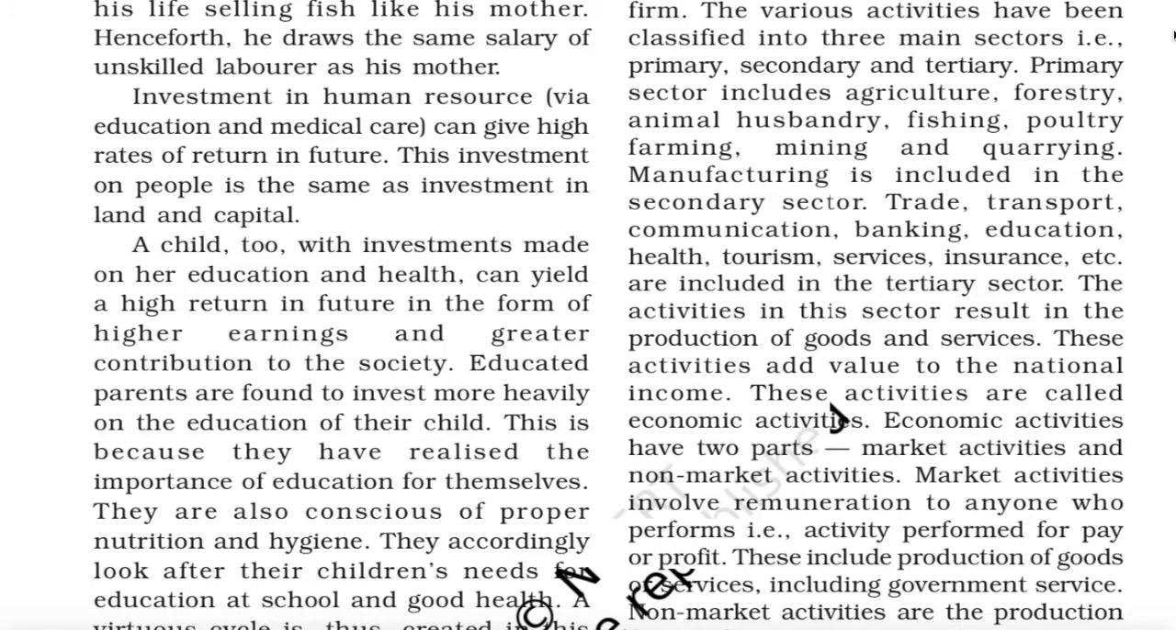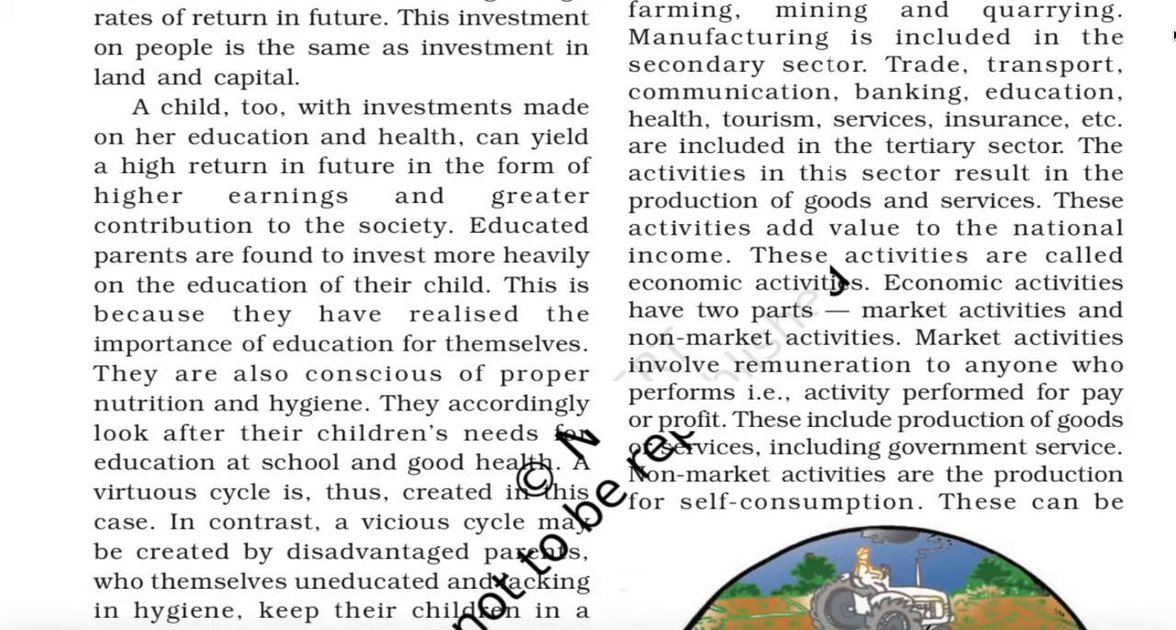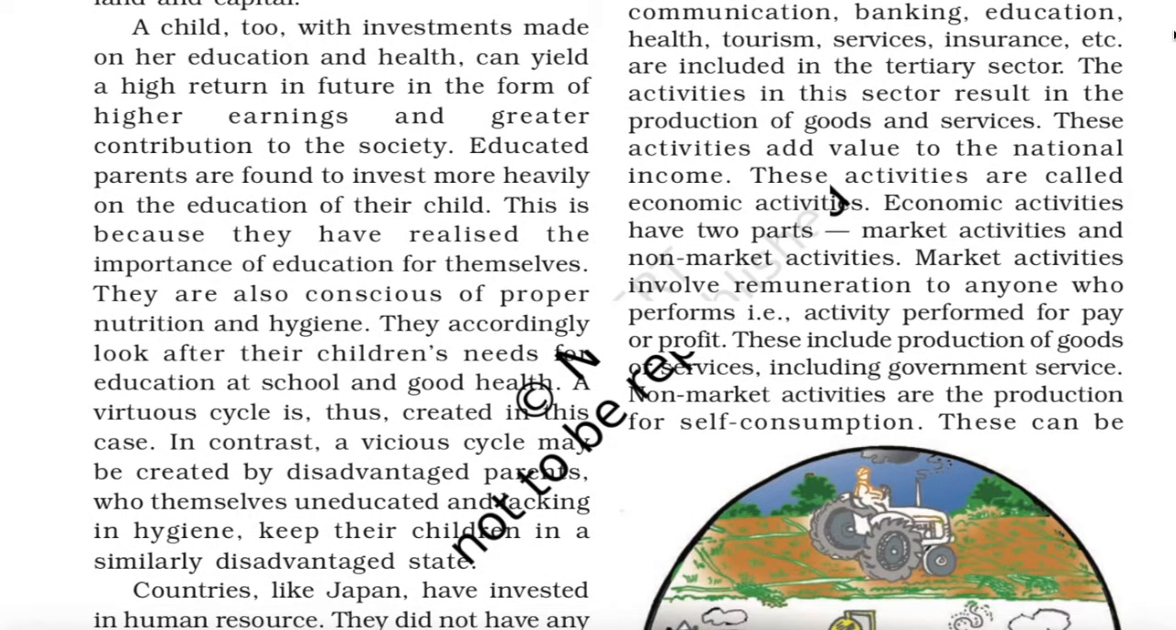The activities in this sector result in the production of goods and services. These activities add value to the national income. These activities are called economic activities. Economic activities have two parts: market activities and non-market activities. Market activities involve remuneration to anyone who performs, that is, activity performed for pay or profit.